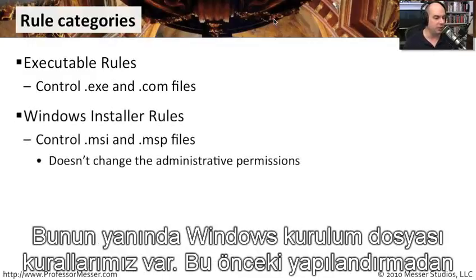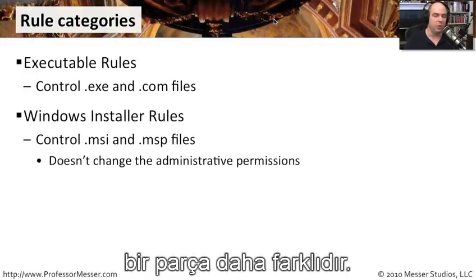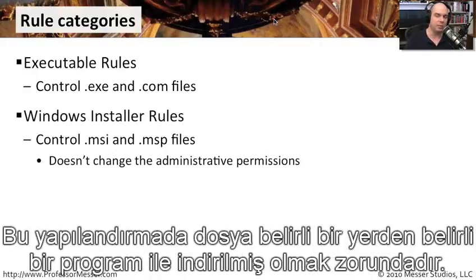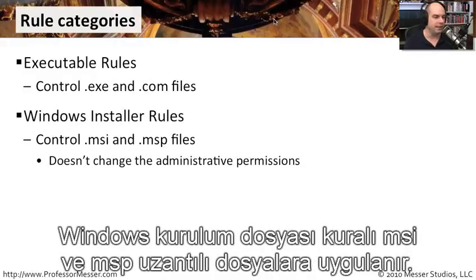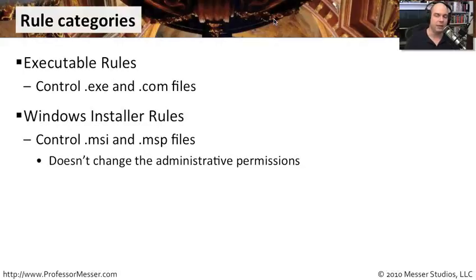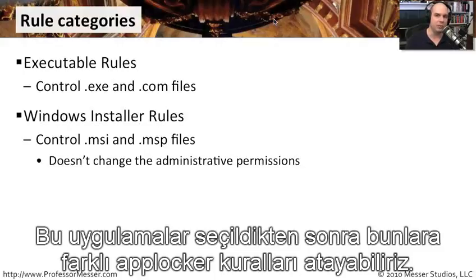We also have Windows installer rules, and this is a little different than the previous configuration where it had to be downloaded from a certain place with a certain program. In the case of Windows installer rules, we're looking for MSI and MSP files to be run, and if those run, then we can assign different AppLocker rules to it.